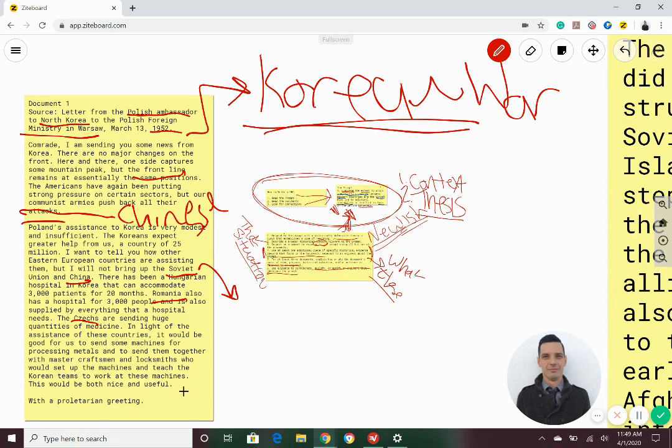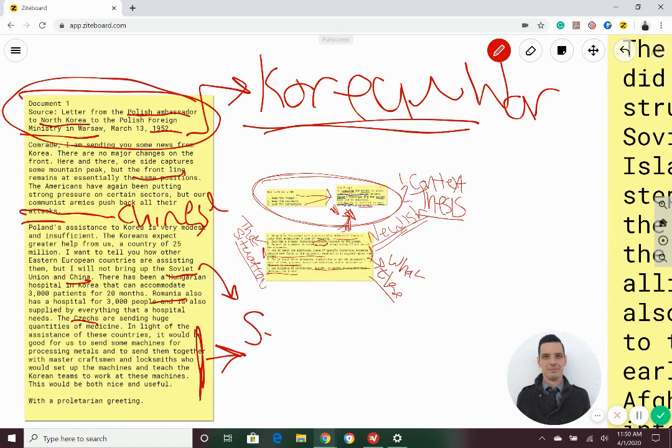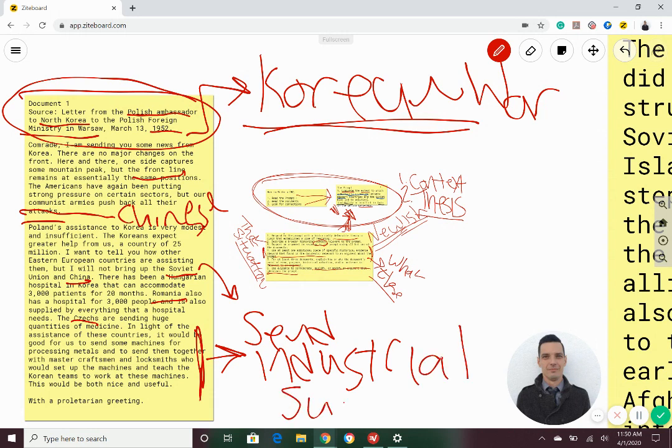So essentially, what Poland is writing about is how the conflict is drawing the entire communist world in there. The Chinese are helping, the Soviets are helping, the Romanians are helping, the Czechs are helping, but the Poles aren't doing anything during the Korean War. So since Poland was industrial, they're saying send industrial supplies. So what could they use as industrial supplies? Well, when the war is over, they can rebuild, or they could use these industrial supplies to build more equipment.